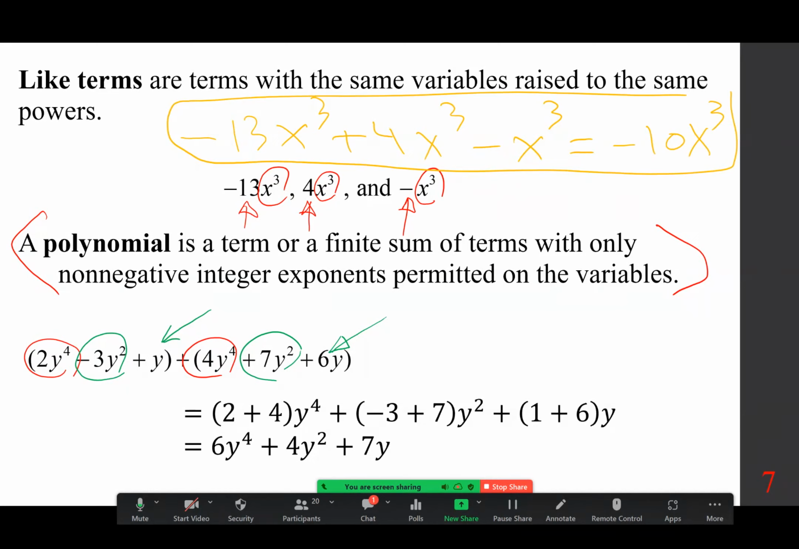I was showing the bottom. We had 2y to the power of 4 minus 3y squared plus y, and we wanted to add it to 4y to the power of 4 plus 7y squared plus 6y. To add those, we were adding like terms: 2y to the power of 4 and 4y to the power of 4 gives us 6y to the power of 4. Negative 3y squared and positive 7y squared add up to 4y squared. y and 6y gives 7y.